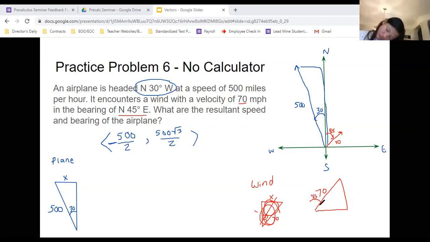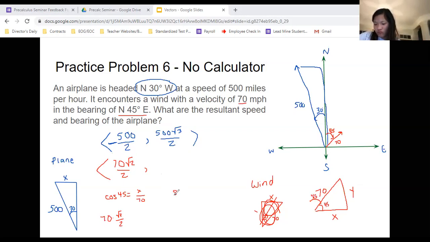This is 45, so we know that the interior angle also has to be 45, because 45 plus 45 is 90. So I need to find my y component and my x component. I'll solve my x component first. So I'll say cosine of 45 is my adjacent x over hypotenuse 70. 70 times the cosine of 45, I'm going to go ahead and replace that with root 2 over 2. So I know my x component is 70 root 2 over 2.